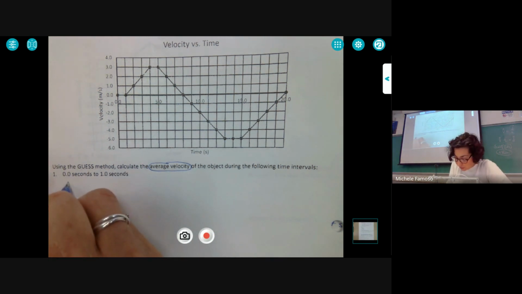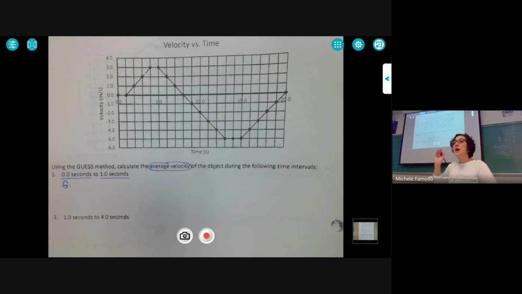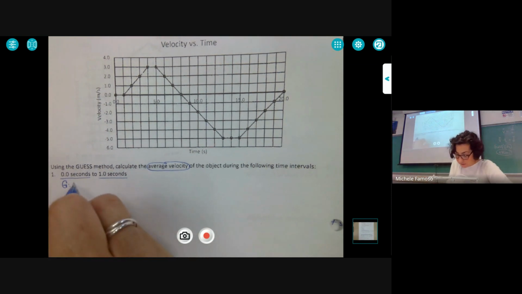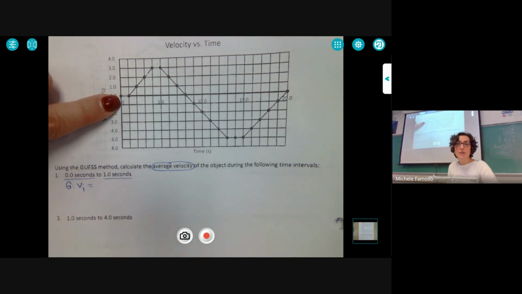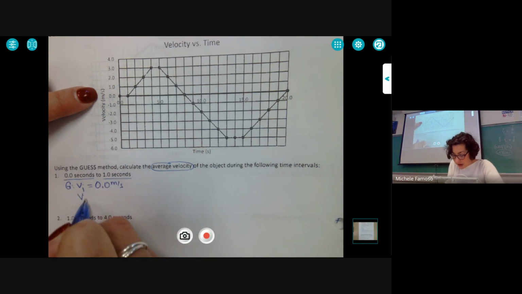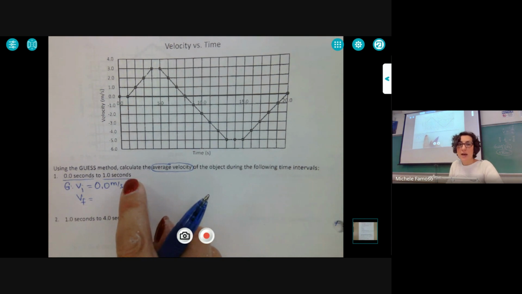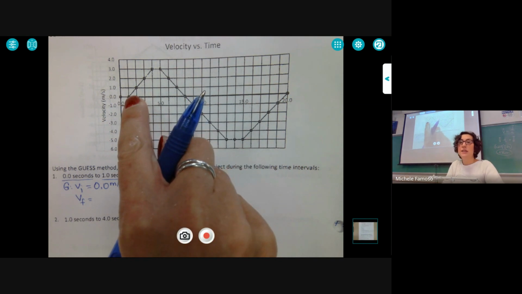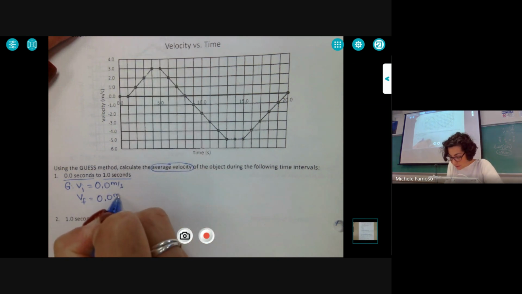So what we're going to do, let's look at these times. These are not givens. The times are not givens. We use those to help us get the VI and the VF. The VI is at 0 seconds. So read the graph at 0 seconds. What is the velocity at 0 seconds? 0.0 meters per second. The final velocity is at the 1 second time. Do you see where 1 second is on the graph? Right here. What is the velocity at that time, Emily? 0 meters per second. Yep, 0.0 meters per second.